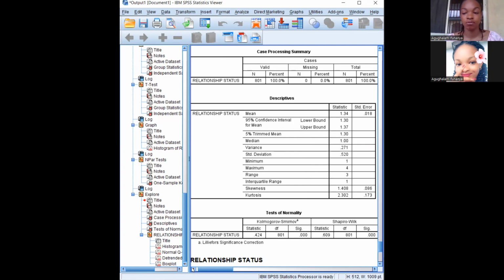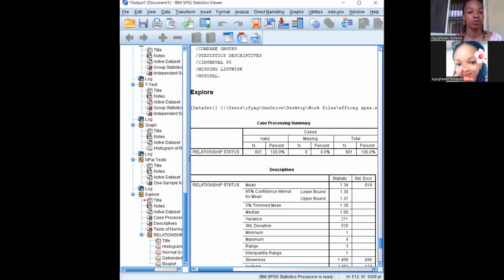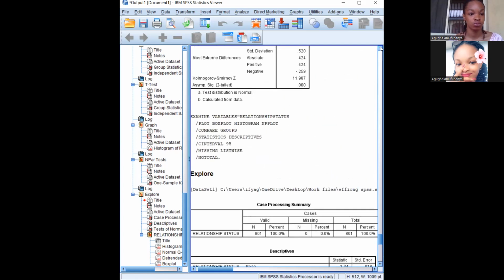Like I said, Shapiro-Wilk is usually for samples of 50 or less, and it can also be used for samples of more than 50. But Kolmogorov is used majorly for samples greater than 50. You can see here that our significance value is 0.000, which is less than 0.005, and you can say that the data was not drawn from a normal distribution.